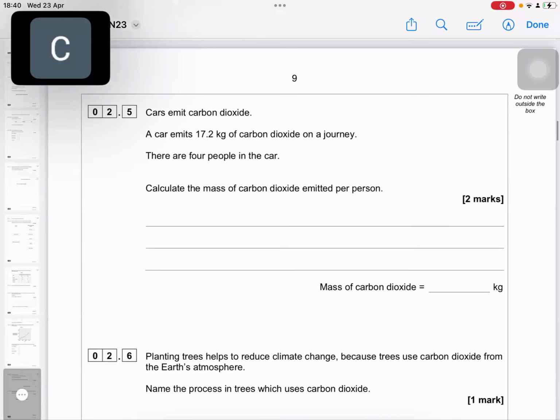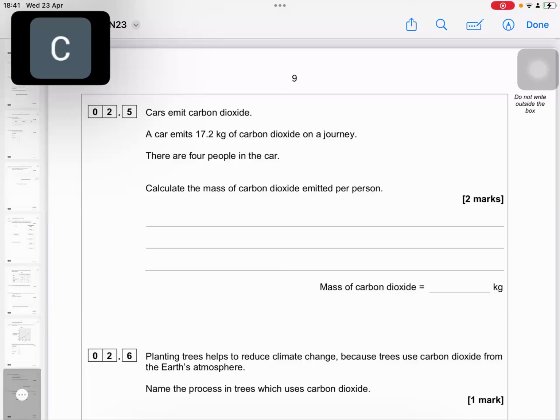All right. So cars emit carbon dioxide. Okay. It says a car emits 17.2 kilograms of carbon dioxide on a journey. There were 4 people in the car. Calculate the mass of carbon dioxide emitted per person.